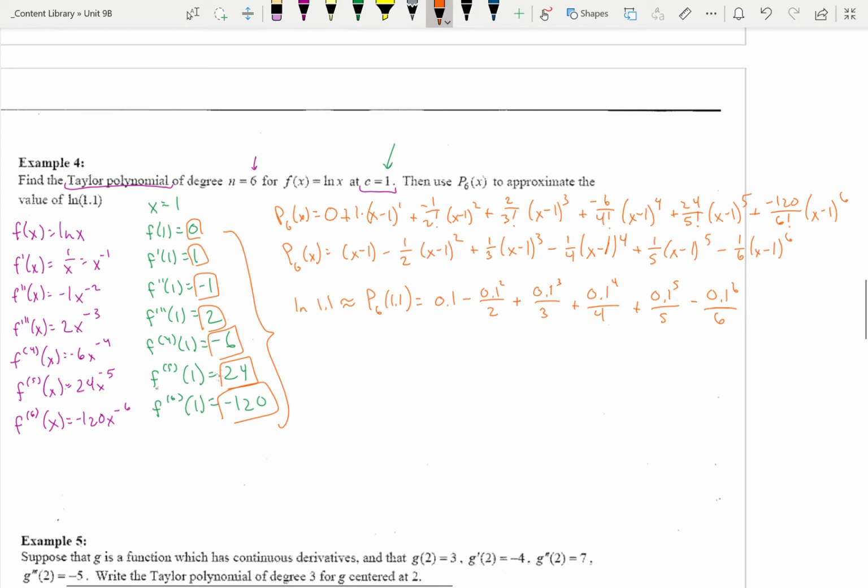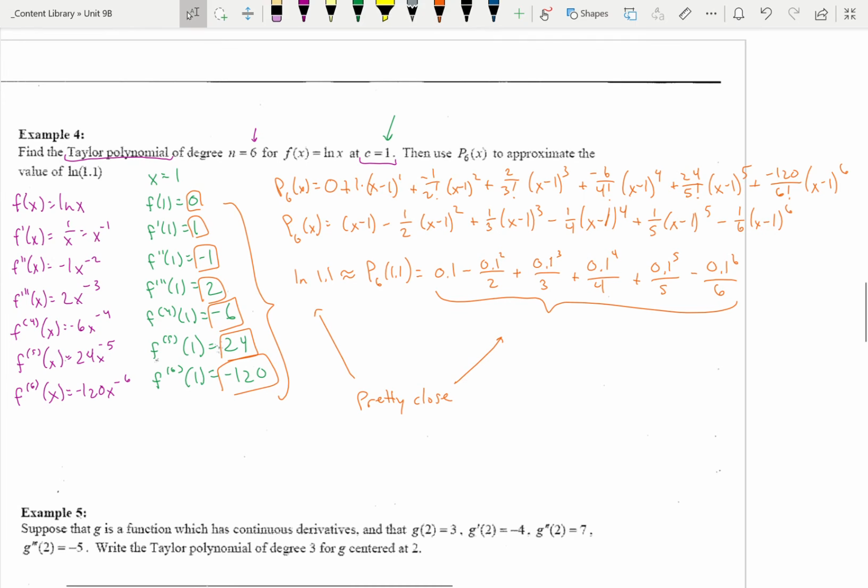And if the mood strikes you, punch that into a calculator and compare how incredibly close this is to this. Maybe not incredibly close, but they should be at least pretty close. Maybe incredibly close. I'd have to do it to find out. But anyway, we know that they are approximately the same because that degree 6 polynomial is going to be a good approximation for the natural log of x, at least for x values close to 1. And I would call 1.1 fairly close to 1.